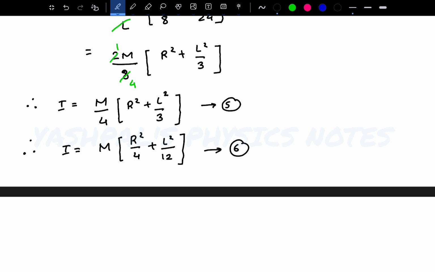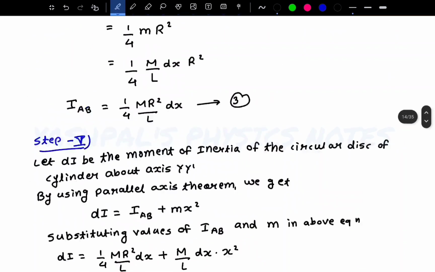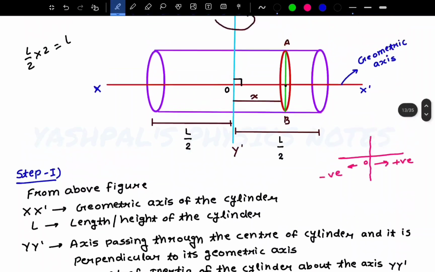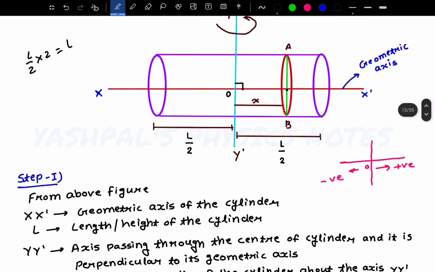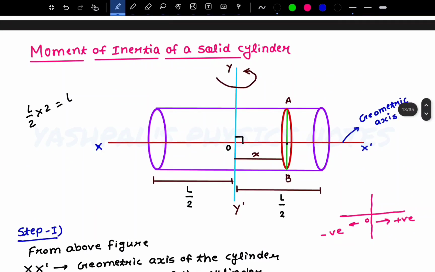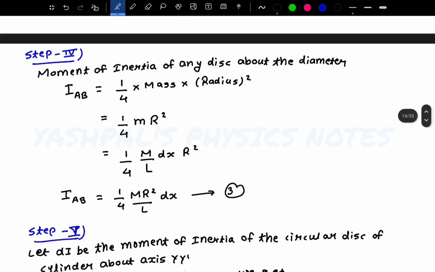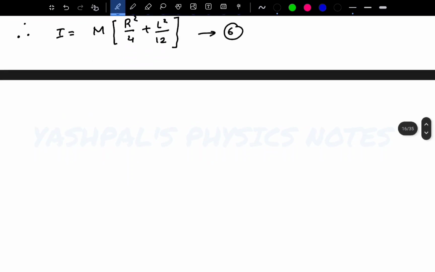So here we have derived the moment of inertia of the solid cylinder about the axis y dash. So here is the figure. Once again, y dash is the axis passing through the cylinder, and it is perpendicular to the geometric axis of this cylinder. So we have found out the moment of inertia for the solid cylinder about the axis y dash. So this was your final answer.